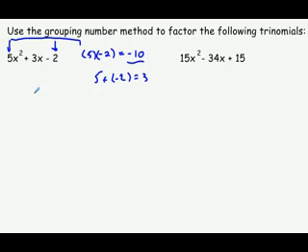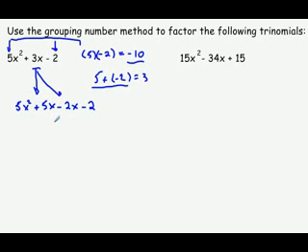So in our grouping method, our next step is to split up the middle term using this sum that we just found. And so we're going to rewrite our 3-term polynomial with 4 terms. We'll see 5x squared plus 5x minus 2x minus 2. Note that positive 5x and negative 2x will add up to negative 3x. So we've just split up our middle term.